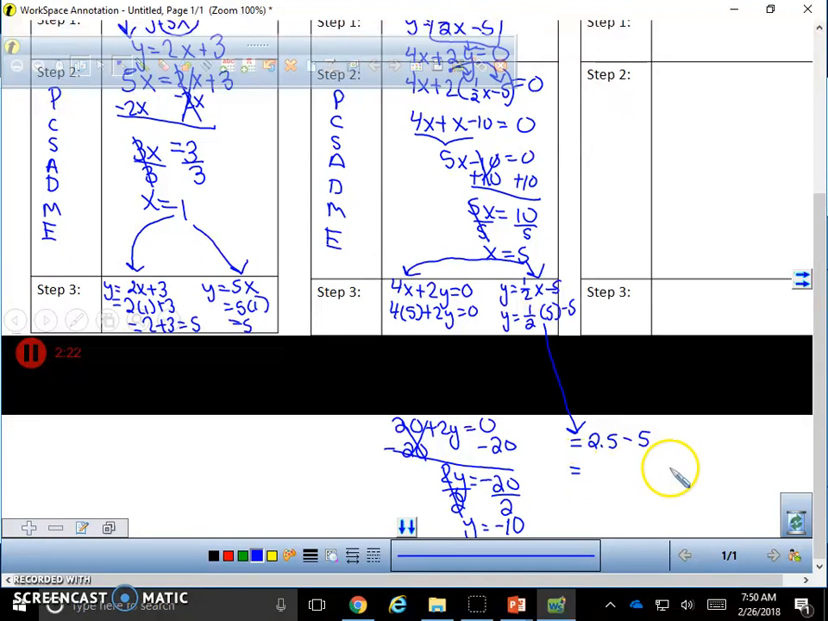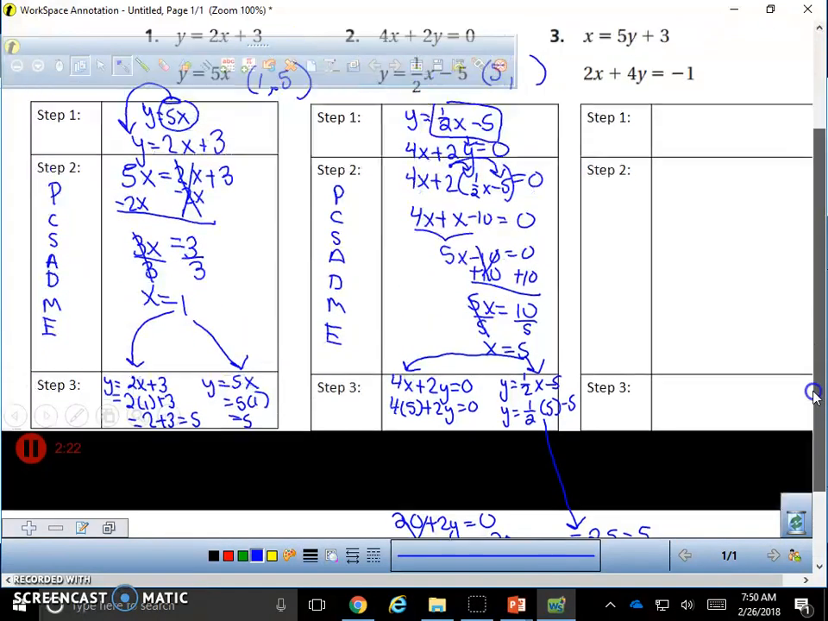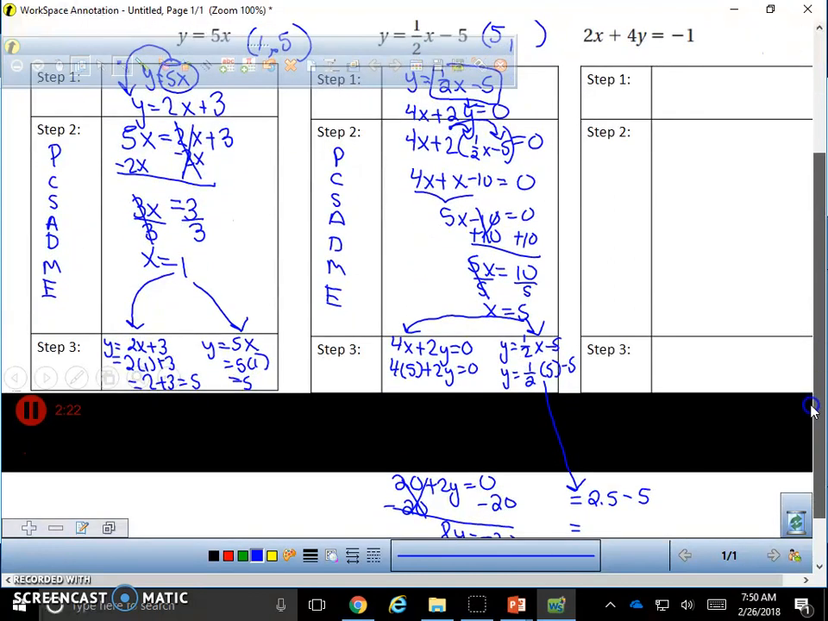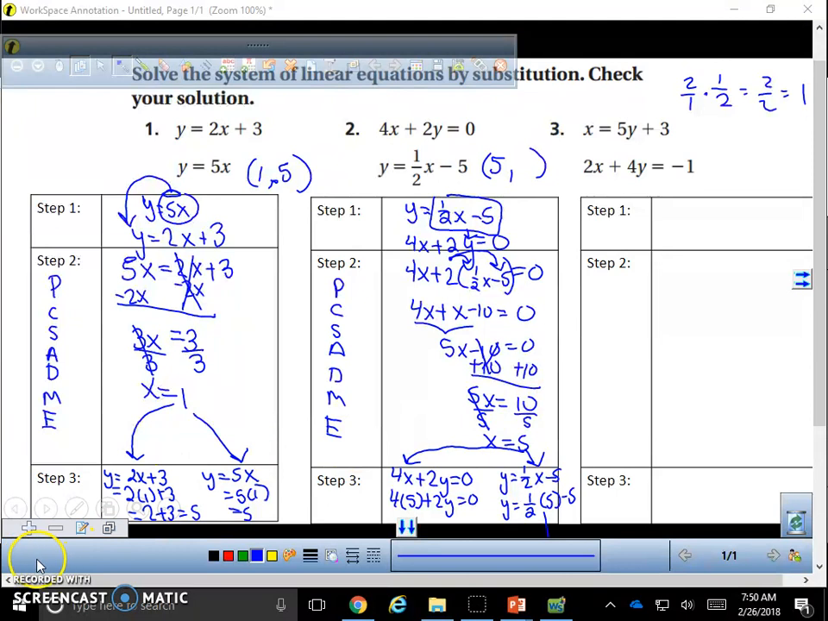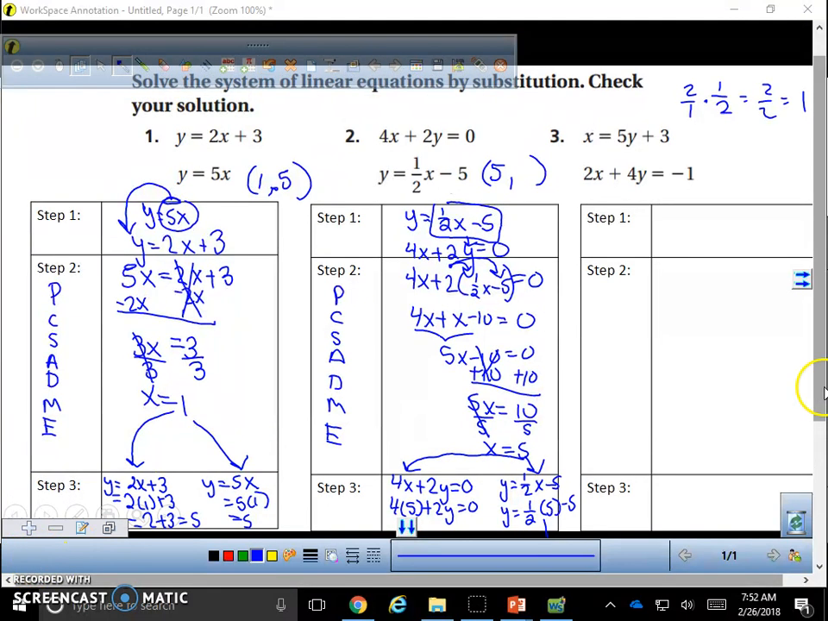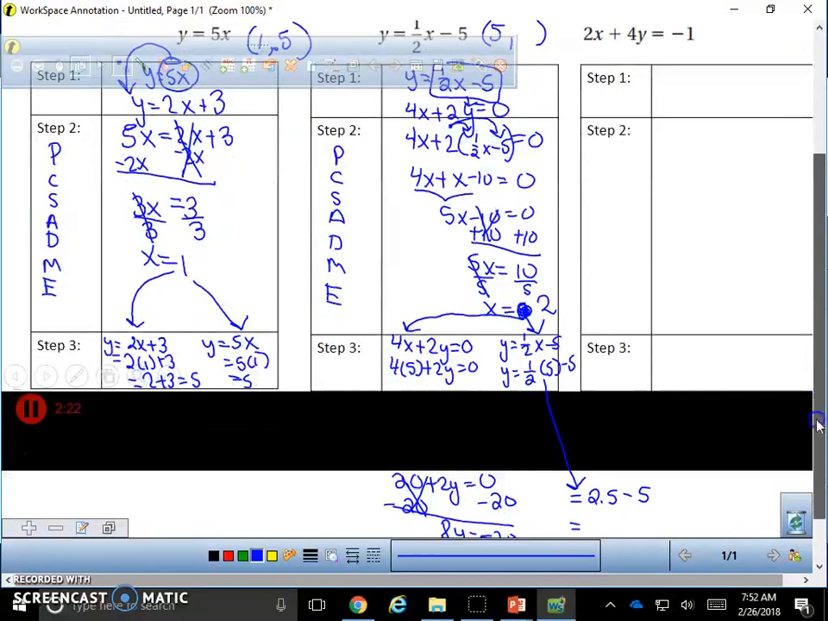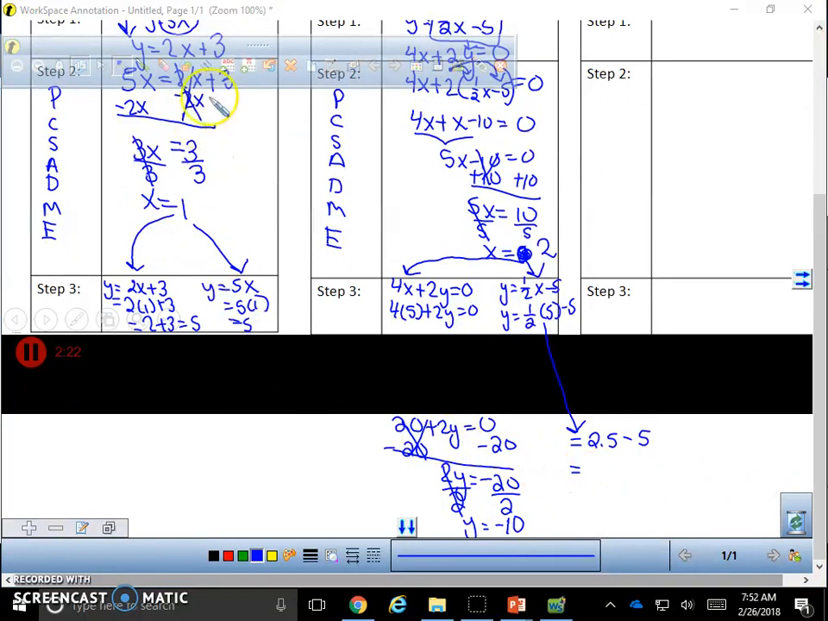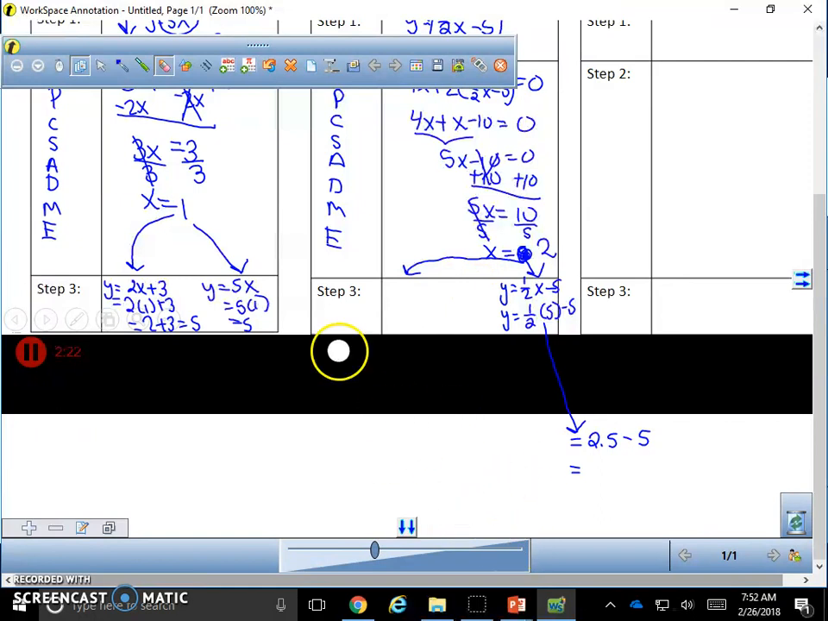Uh-oh, something happened. Let me go check that I wrote this down right. It did, so I have an error somewhere. Let me pause my video and see where my error is. Here's my mistake: 10 divided by 5 isn't 5, it's 2. So let's go back and look at everything using 2. That wasn't that big of a deal, and it happens to all of us. We all make that little tiny mistake.